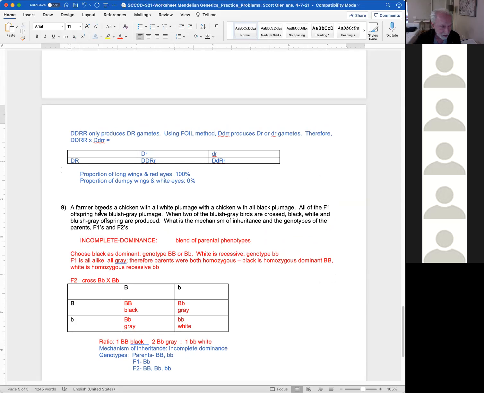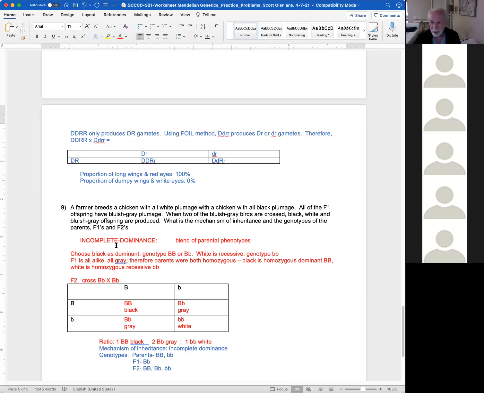So this involves chickens. The farmer breeds a chicken with all white plumage with a chicken with all black plumage. Plumage is feathers. And all the F1 have bluish gray plumage. If two of the bluish gray birds are crossed, black, white, and bluish gray offspring are produced. So what is the mechanism of inheritance and the genotypes of the parents, the F1s, and the F2s?